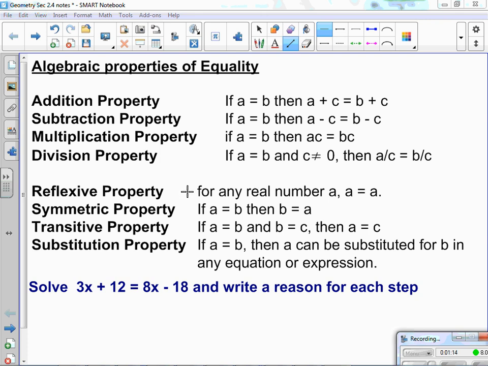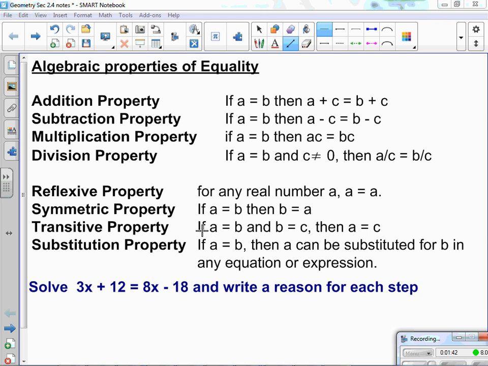Then we have the reflexive property, which for any real number A says A is equal to A. Any value is equal to itself is the reflexive property. Kind of like reflective, like a mirror, so it's equal to itself. Symmetric property, A equals B, then B equals A. So it doesn't matter which side of the equal sign they're on. If they were equal on one side, then they're equal on the other side.